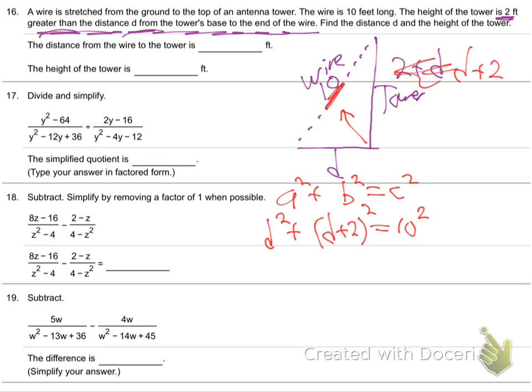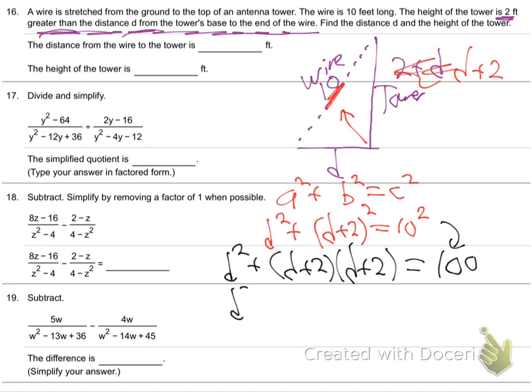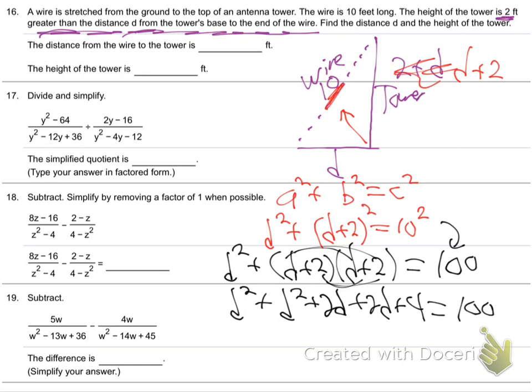So then that becomes... Now, this is kind of a long one now. D plus 2, D plus 2. This is 100. 10 squared is 100. I didn't realize this problem was going to get ugly. D squared plus 2D, boom, boom, plus 2D plus 4 is 100. D squared and D squared, 2D squared, 2D, 2D, 4D plus 4 is 100.